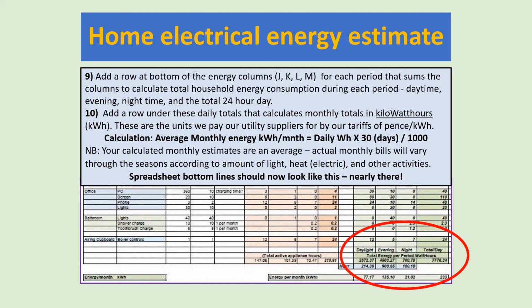Remember that your calculated monthly estimates will be an average, because your actual monthly bills will vary through the seasons according to the amount of light, heat from electric and other activities that you use during the different periods. Your spreadsheet bottom lines should now look like this. You're nearly there.